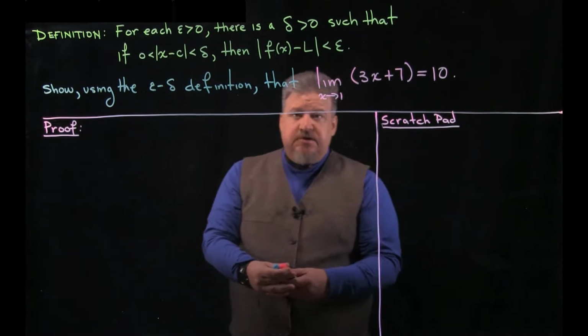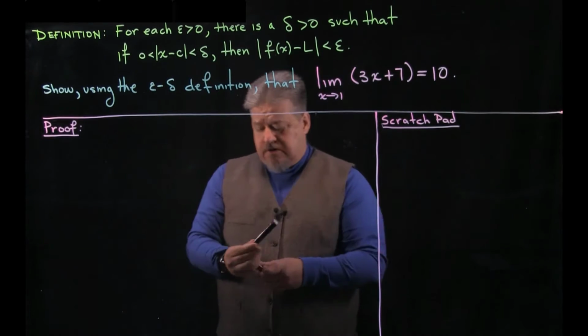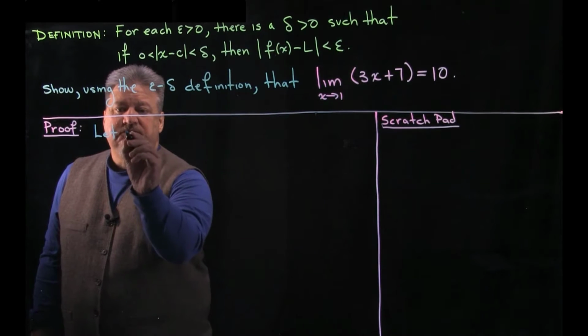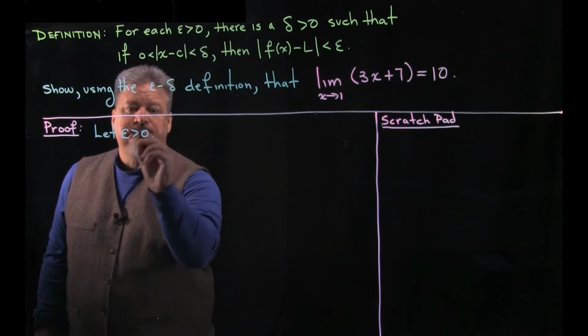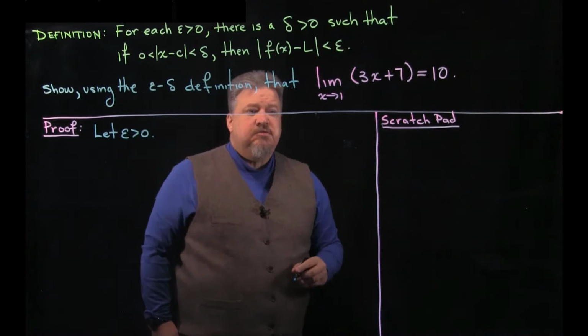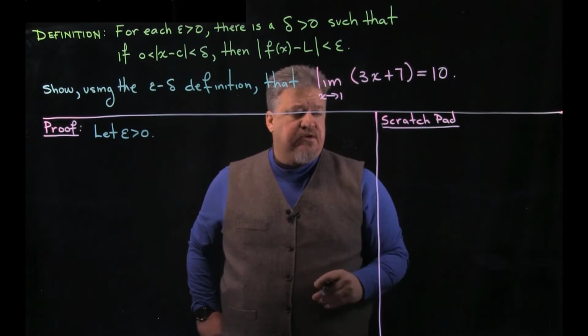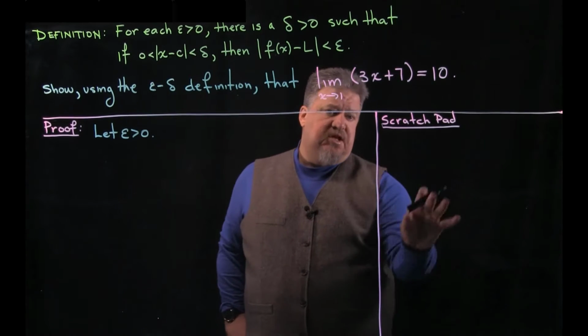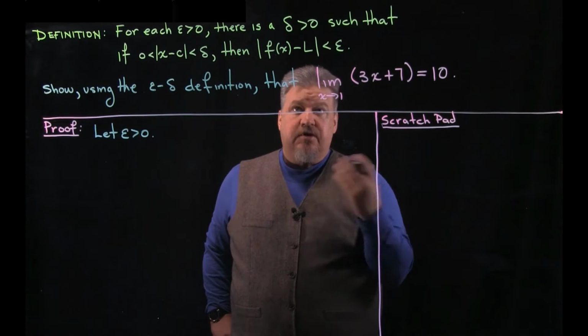Okay, so let's look at what this means. First, we always start with, let's choose a positive epsilon. So let epsilon be greater than 0. Okay. Now, let's look at what I would like to call our scratch pad. The formal proof will be done over here, but we do need to do some legwork, our scratch work over here, to figure out what's going on.